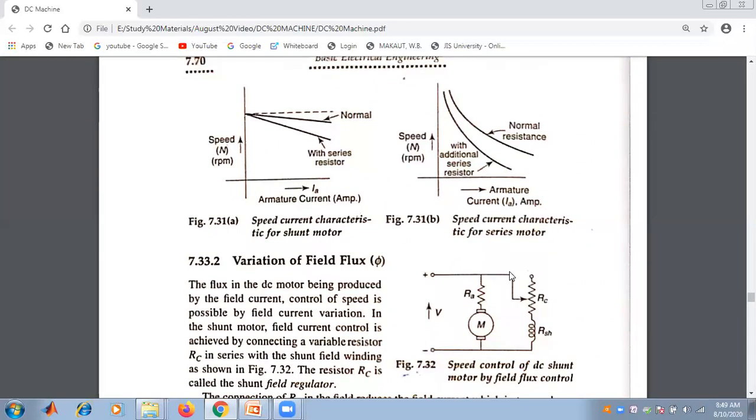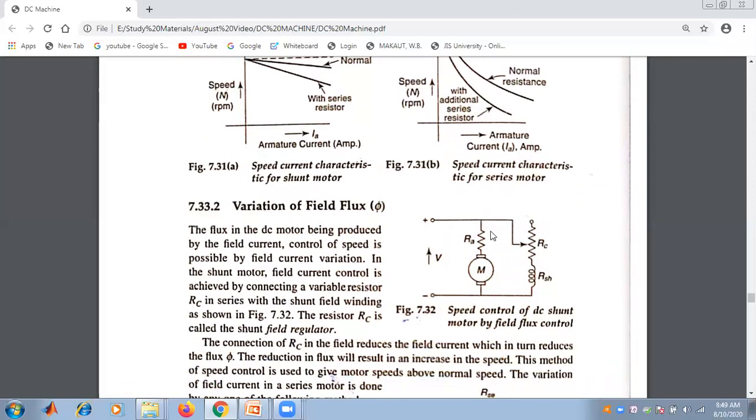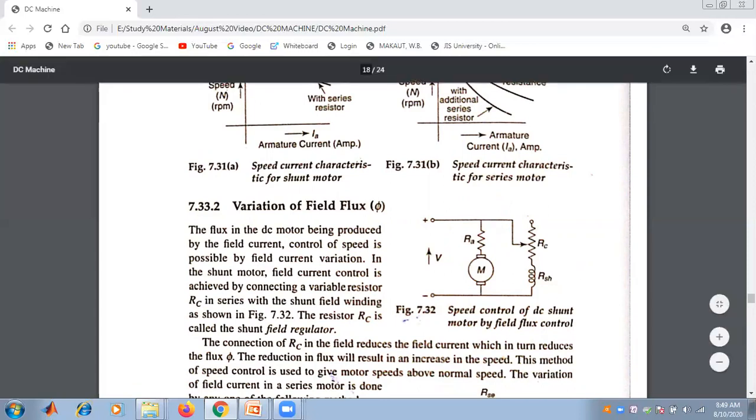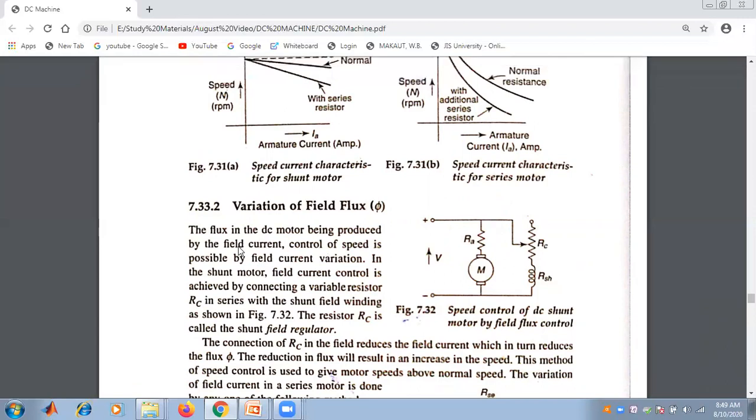Another process is called variation of field flux, phi. Now, speed control of a DC shunt motor by field flux control. The flux of the DC motor is produced by the field current, so control of the speed is possible by field current variation.